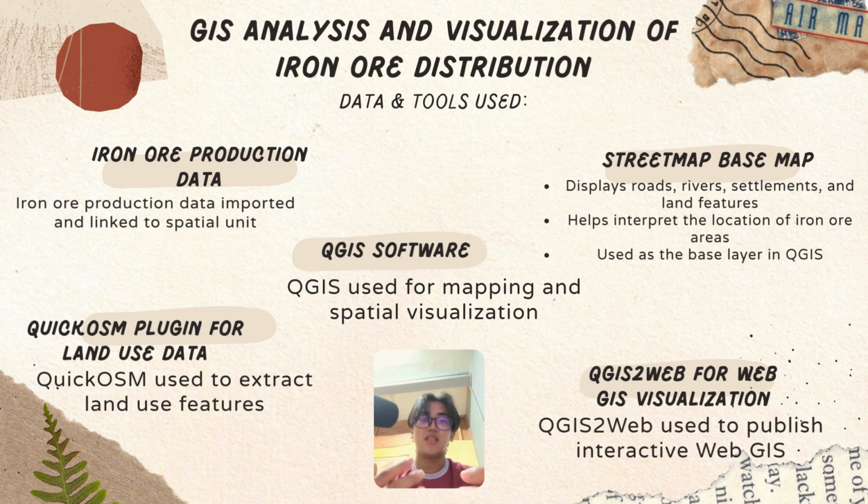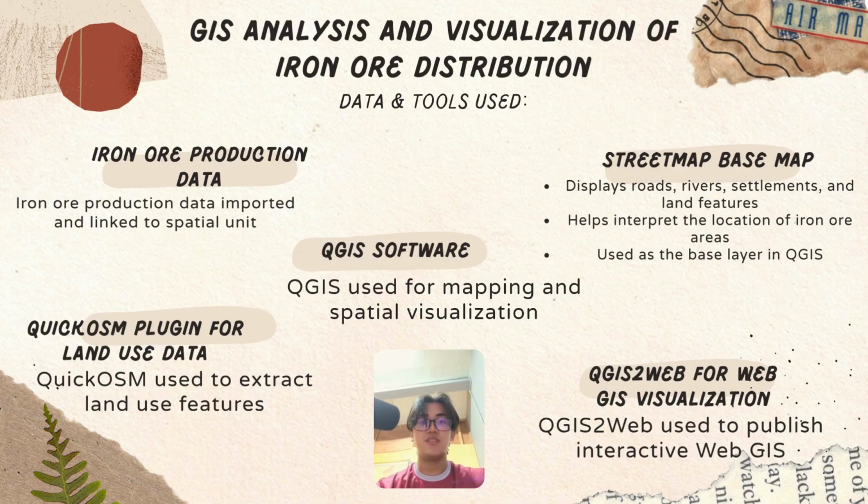To analyze land use, the QuickOSM plugin was used to extract land use features such as forest areas, wooded zones, and water bodies. This helps identify potential environmental impact near iron ore mining locations.